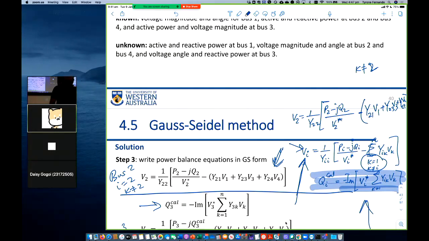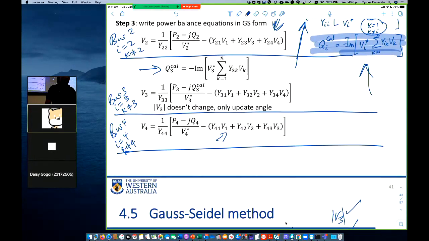Generator bus, P is known, Q unknown. Q we are going to calculate, but we know the magnitude of the voltage. So in our initial guess, we're not going to guess the magnitude of the voltage there. We're only going to guess the angle of the generator bus. When we do the calculation, we're going to get a new magnitude and a new angle. But the new magnitude, we're going to reset to the correct value. The angle, we continue with that angle in our iteration. That's important to understand.